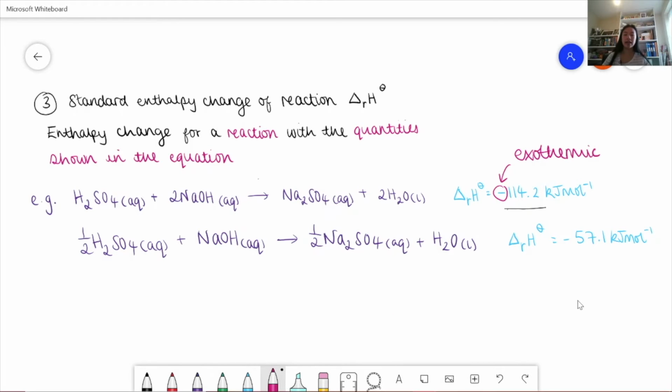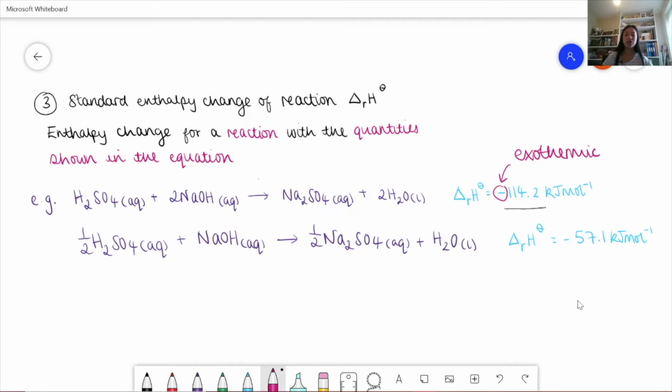So this is an acid-alkali reaction, and this forms the sodium sulfate salt and water. And the standard enthalpy change of reaction is minus 114.2 kilojoules per mole. And this means that 114.2 kilojoules of heat energy is released for 1 mole of sulfuric acid reacting with 2 moles of sodium hydroxide. And this negative means that it's an exothermic reaction because heat energy is being released. So basically the reactants are losing energy.